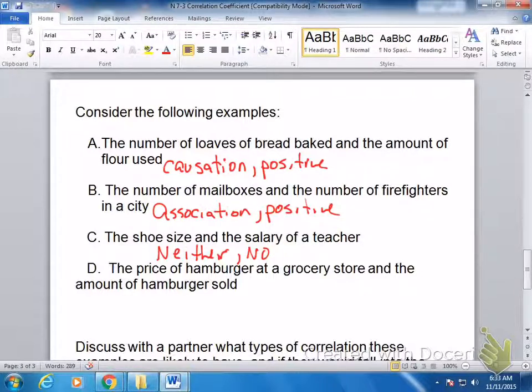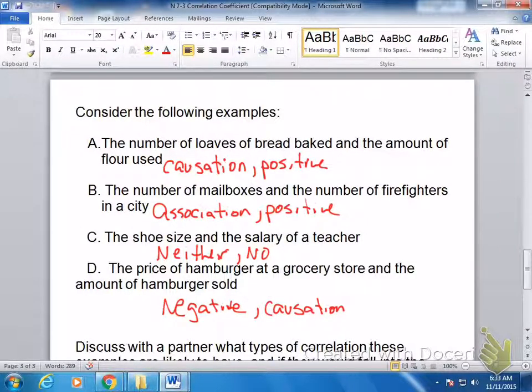The last one, D, says the price of hamburger at a grocery store and the amount of hamburgers sold. Now you kind of have to think about this. Would the price of hamburger have to go up for more hamburgers to be sold or down for more hamburgers to be sold? Generally, when the price goes down, you're going to sell more of your product. So instead of having a positive correlation, we're going to have a negative correlation. Because as the price drops, we're going to have more sales. Now we need to think about causation and association. Is the price dropping going to cause more hamburgers to be sold? Well, yes, it is. So that would be a causation.